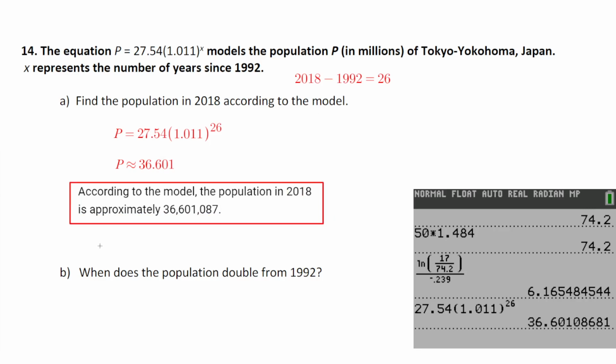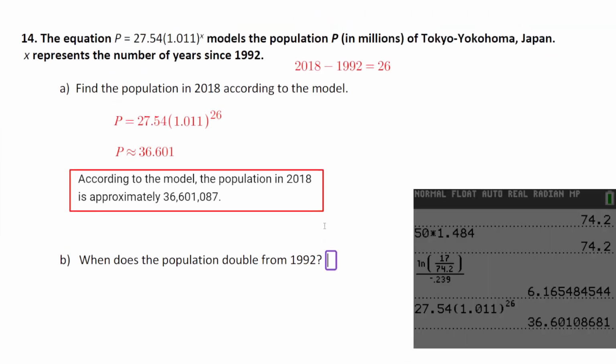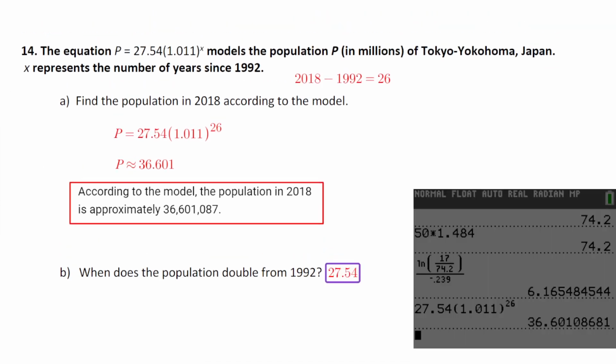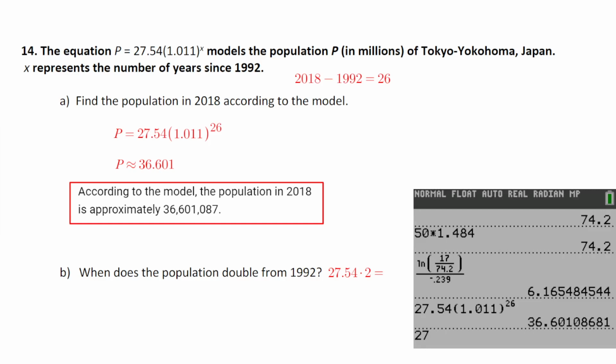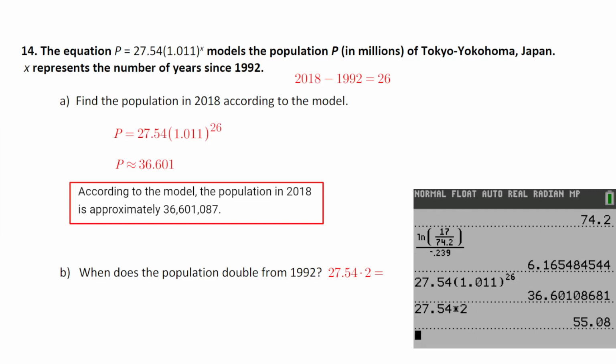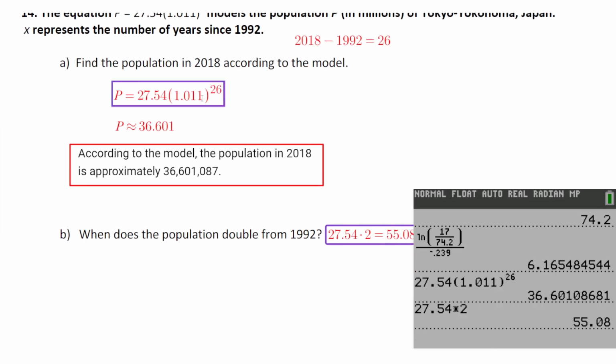All right, part B says, when does the population double from 1992? So to double, we need to double the initial amount. Just as a little aside here, the initial amount was 27.54 million, and if we multiply that by 2, 27.54 times 2, it's going to be 55.08. So we're going to use that for our p-value and then solve for x.